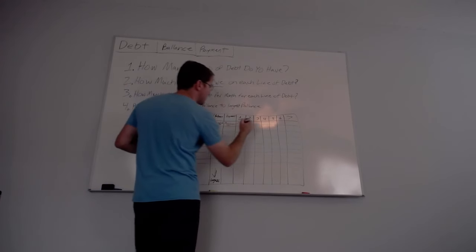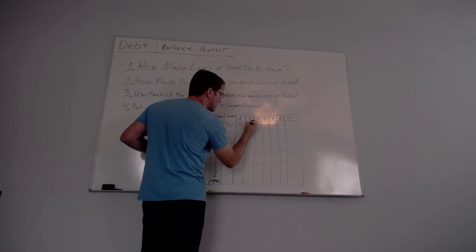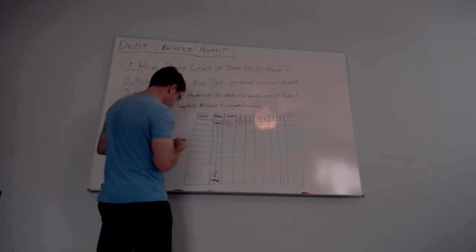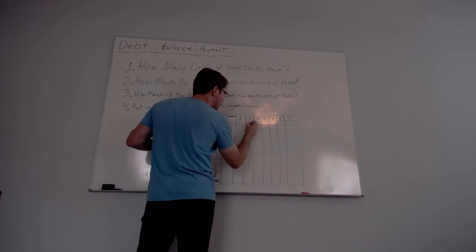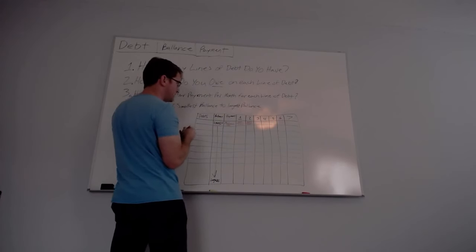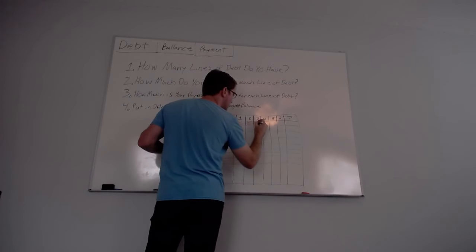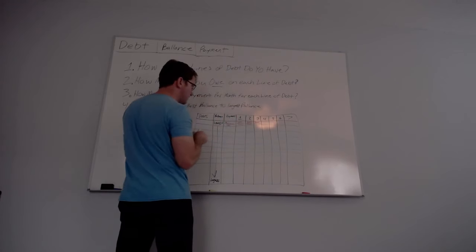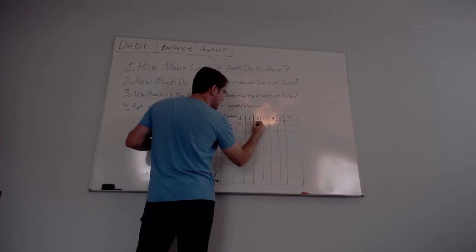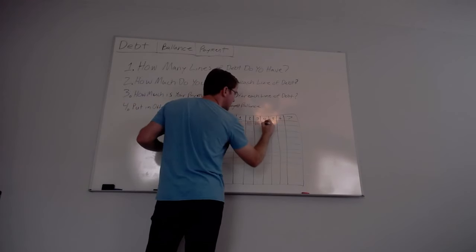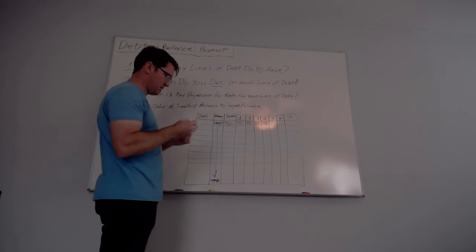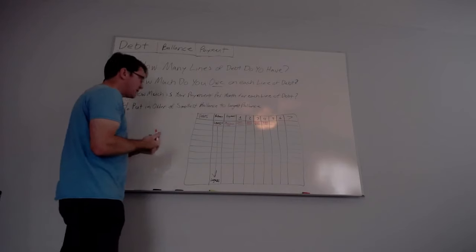The next month we send in another 300. Write in what you send in. What's your new balance? 500. Send in another 300. Your new balance is, let's say, 230. Now all you gotta do is send in 230. And that one's 0.